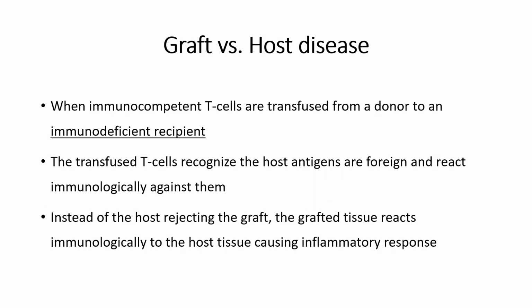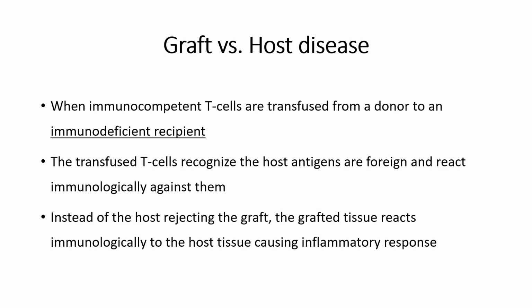When immunocompetent T cells are transfused from a donor to an immunodeficient recipient, one could develop graft versus host disease. T cells injected into the host recognize the host as being foreign and can actually reject the human. This sometimes happens when families give blood via direct donation. The transfused T cells recognize the host antigens as foreign and react immunologically against them.